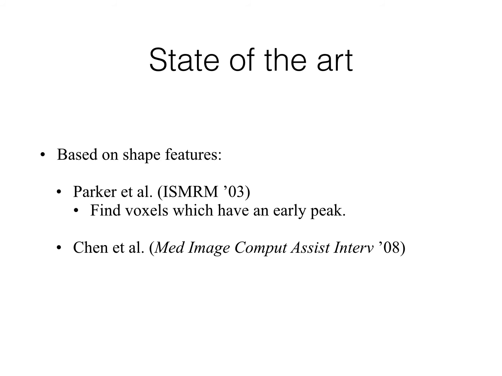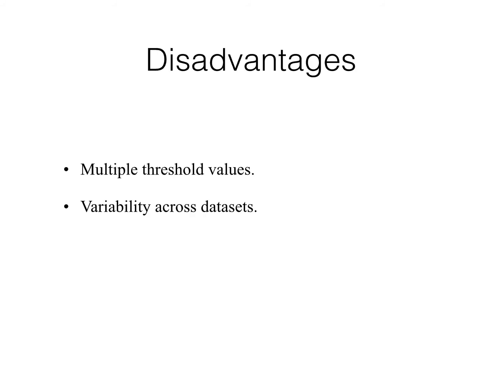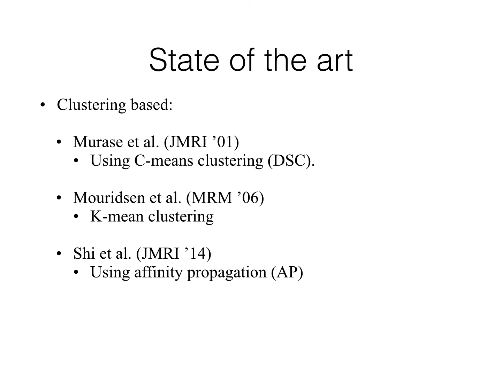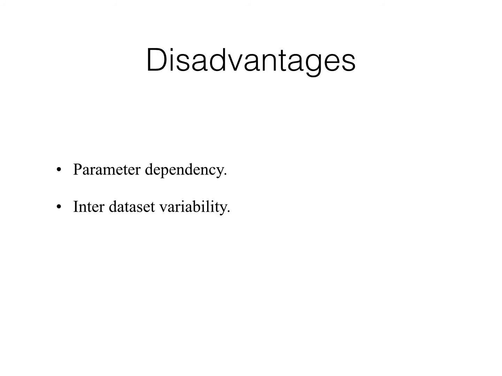I have divided them into three separate categories. The shape-based methods, which basically look at the shape that I have explained before. The disadvantages being multiple threshold values. The clustering-based methods, which cluster the voxels which correspond to the arterial input function. Again, the problem is parameter dependency and inter-data set variability.